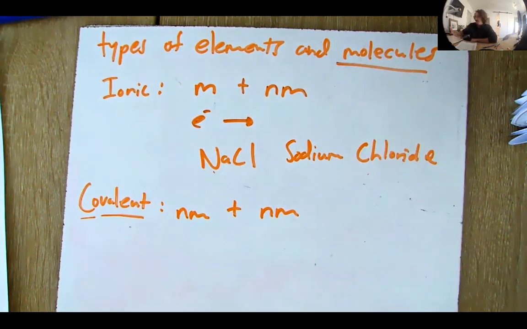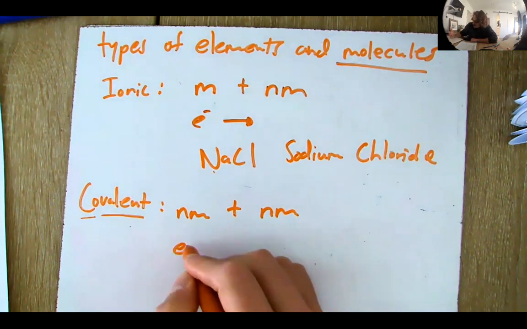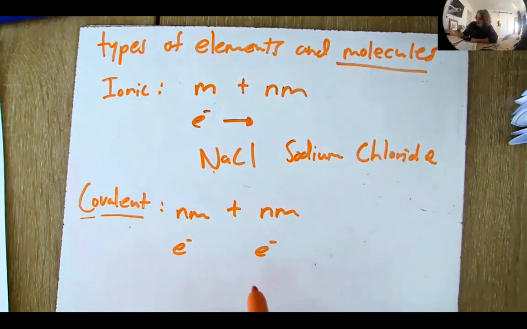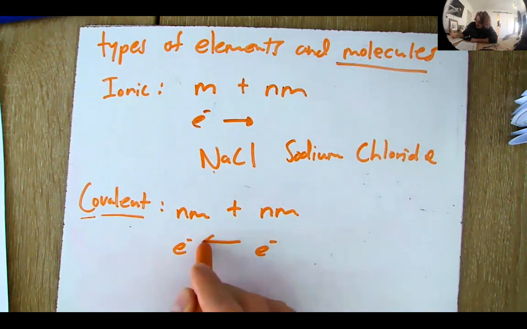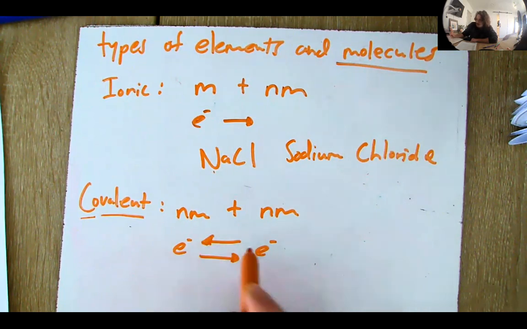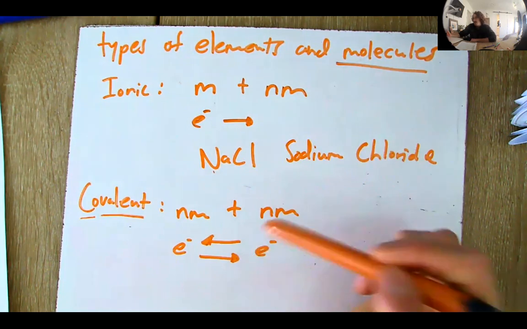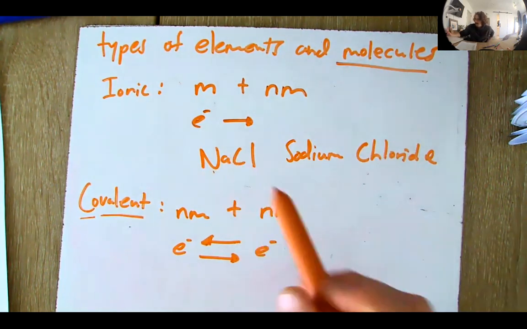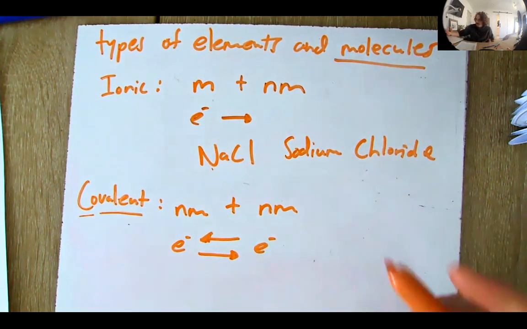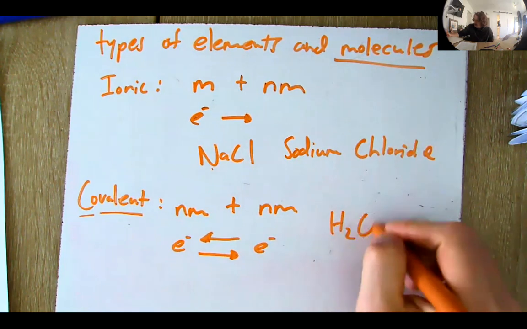Okay, and what ends up happening is the valence electrons from each nonmetal end up sharing with each other. So they're sharing, they're going both ways. They're not completely transferring like the ionic electrons are, but they're sharing their valence electrons. An example of a covalent molecule is water.